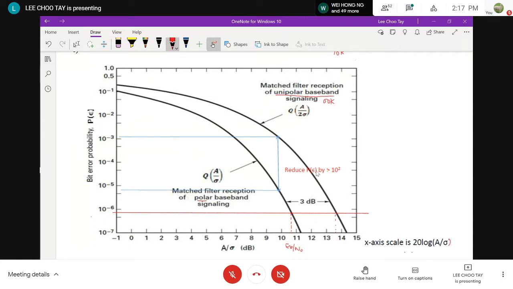Okay, so in here we are actually comparing the probability of error curve for OOK and polar signaling, on-off keying and polar coding. All right. So in your discussion for your assignment, again, you plot your bit error rate graph and then you compare this way.